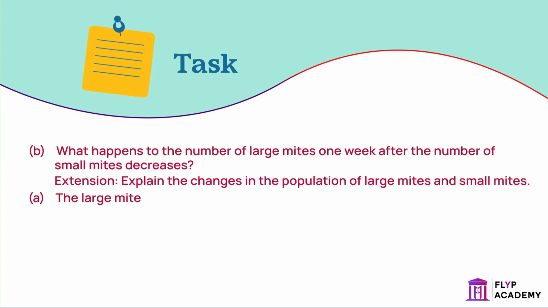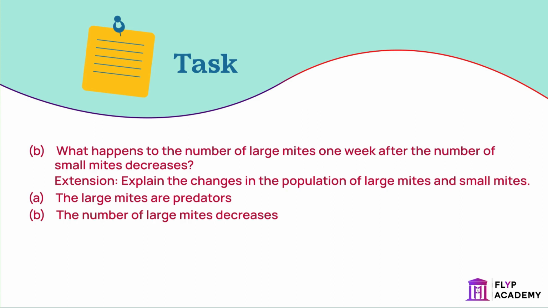A. The large mites are predators. B. The number of large mites decreases. The number of large mites increases when the number of small mites increases as there is more food for them. But when the number of small mites decreases, the number of large mites also decreases as there is less food for them and some will starve and die. When there is less large mites, the number of small mites increases as they are not being eaten as quickly. But as the number of small mites increases, the number of large mites then begins to increase too as there is more food for them.